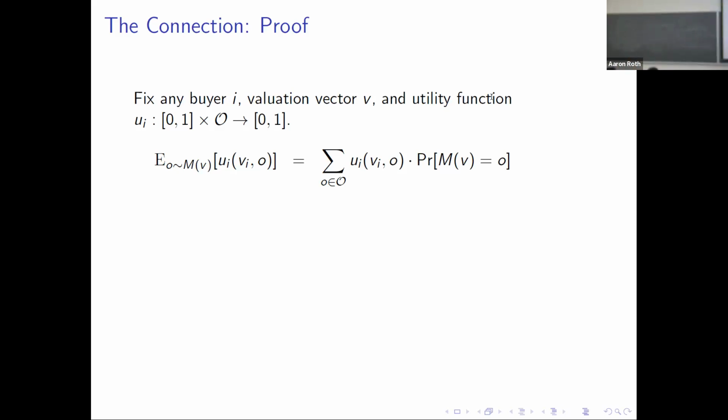And so just expanding out the expectation, all this is the sum over all of the possible outcomes that might result, for example the sum over all of the prices that we might decide to charge for the digital good that we're selling, of the utility that he would experience if that outcome was chosen, times the probability that outcome was chosen. That's just what an expectation is.